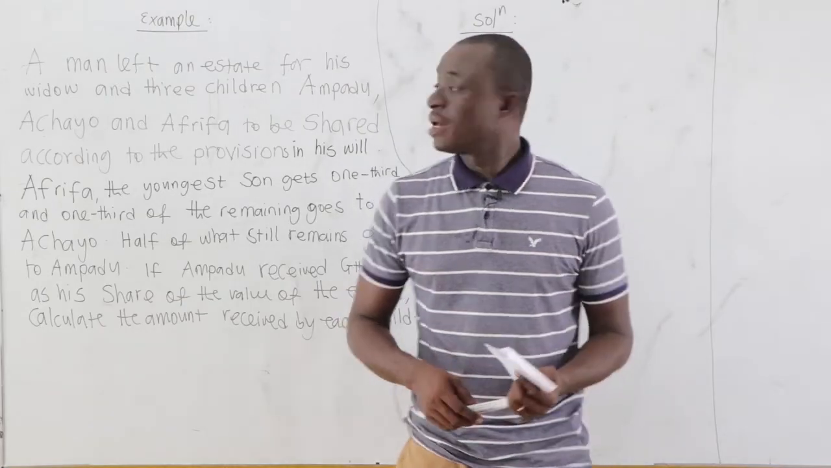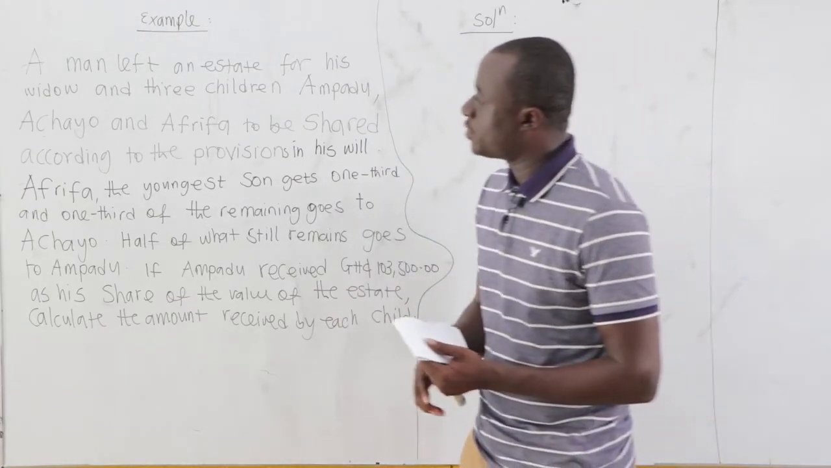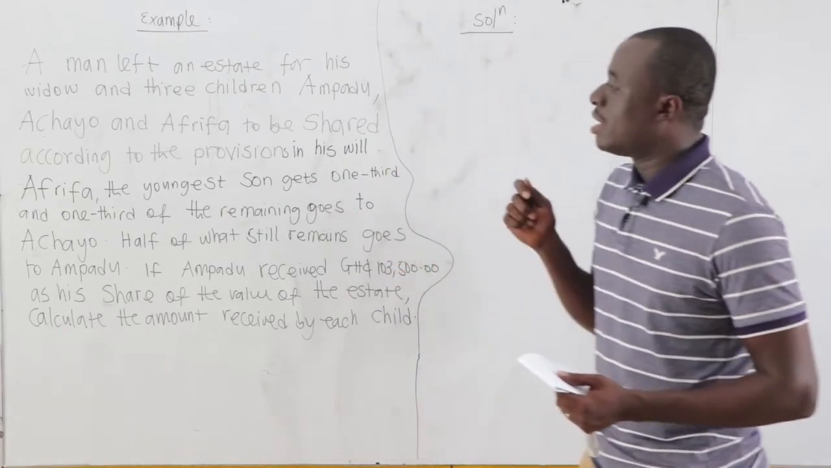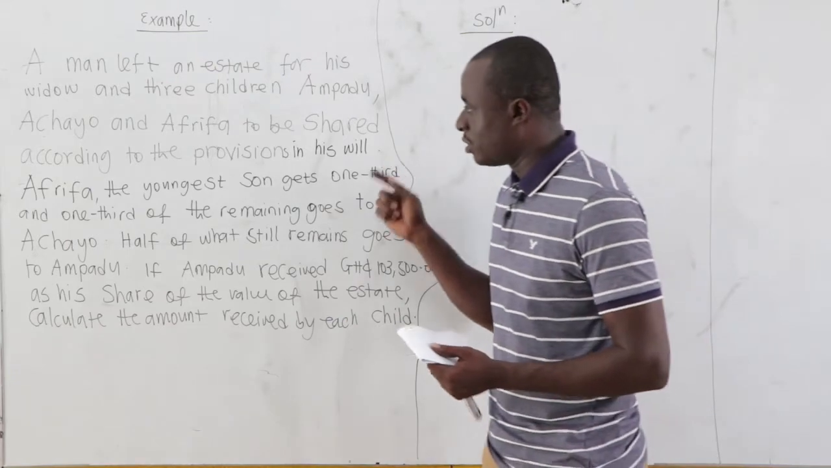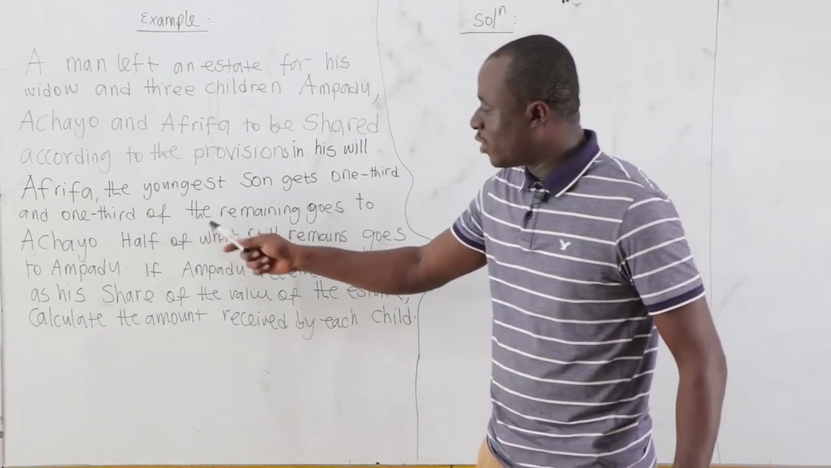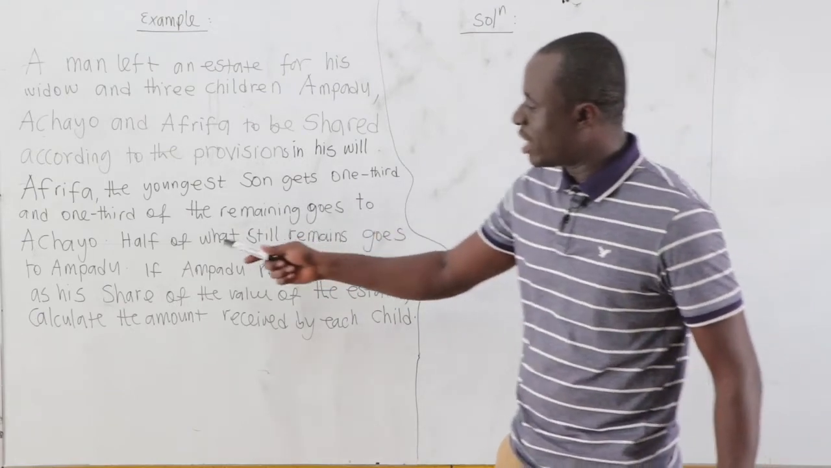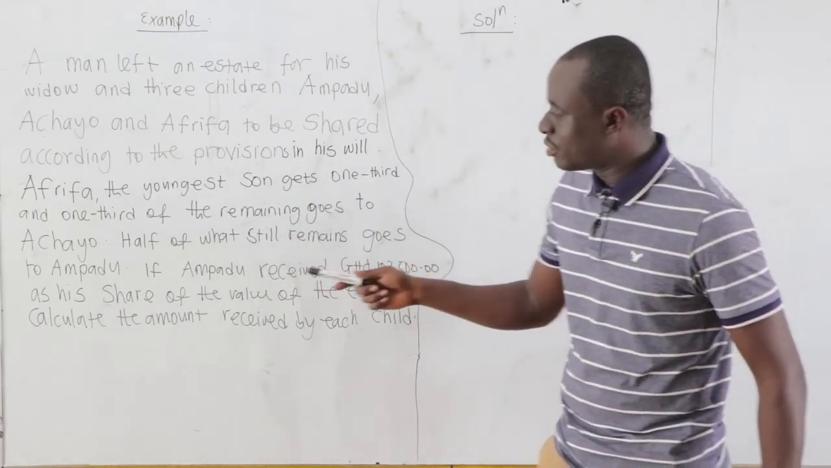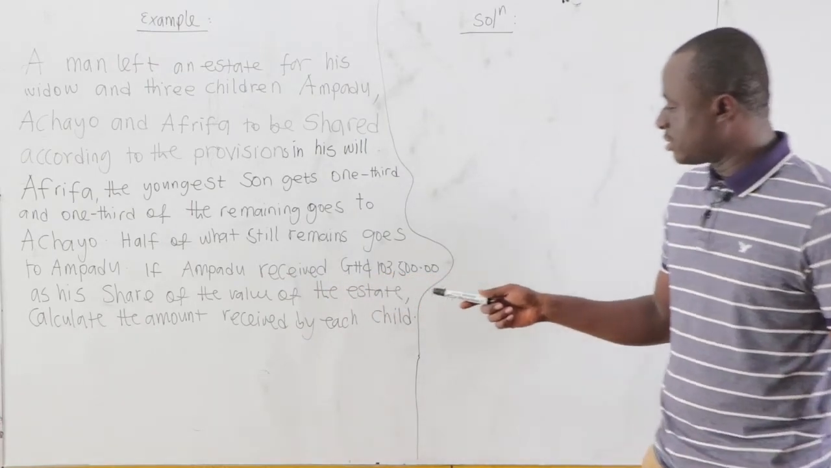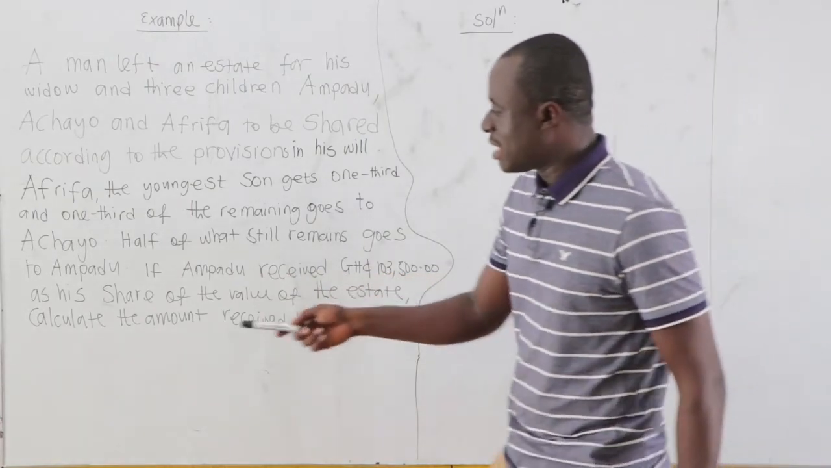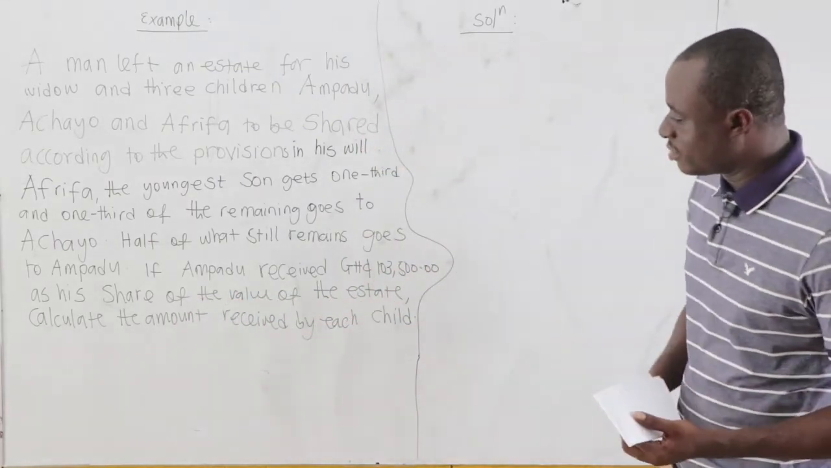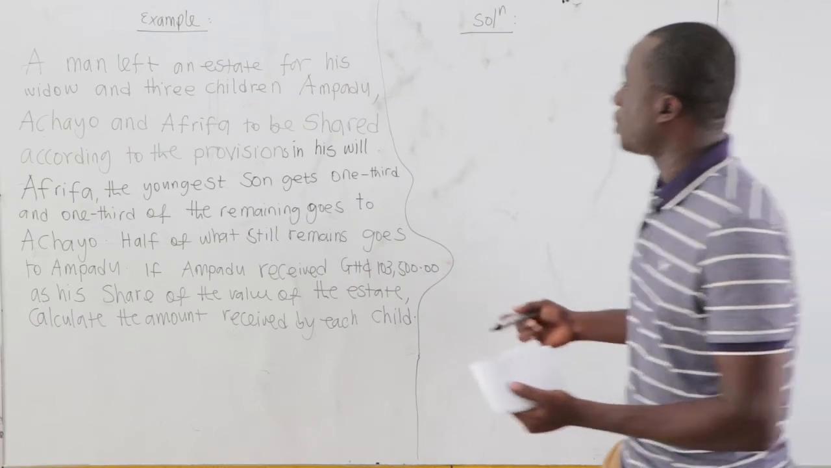Now let's consider this example. A man left an estate for his widow and 3 children, Ampedu, Achayo, and Afrifa, to be shared according to the provisions in his will. Afrifa, the youngest son, gets 1/3, and 1/3 of the remaining goes to Achayo. Half of what still remains goes to Ampedu. If Ampedu received 103,500 cedis as his share of the value of the estate, calculate the amount received by each child.